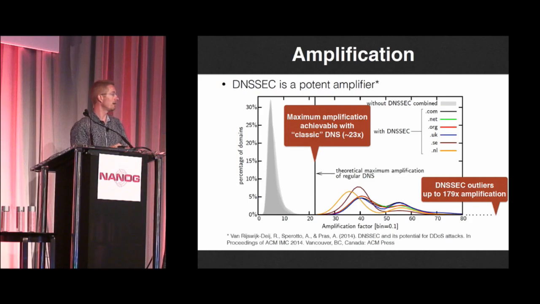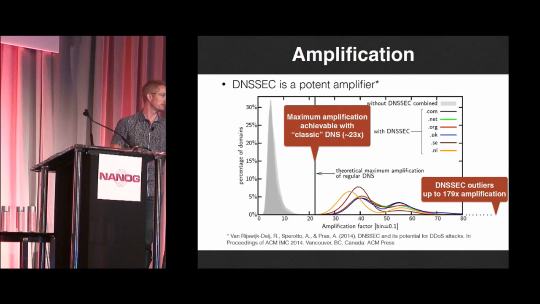The other problem with DNSSEC, of course, and that's been in the news a little bit lately with Akamai saying that this is now getting abused a lot for DDoS attacks, is that DNSSEC is a potent amplifier. We did a study in 2014 because there were lots of claims out there that DNSSEC had this huge problem that you could use it for amplification attacks, but nobody had actually measured it at scale. And what we did is we looked at all DNSSEC signed domains in .com, .net, and .org, and a couple of other TLDs, and measured what kind of amplification you could achieve with these domains. And you can see the result in this graph.